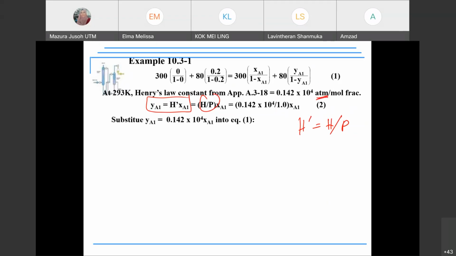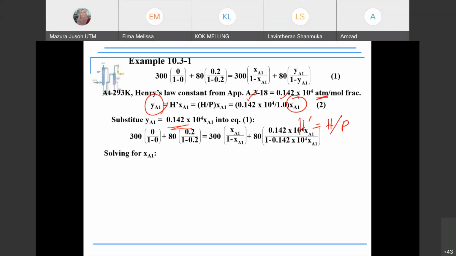So for your system just now that is mentioned in the question, the pressure is 1 atm, and this is the constant you get from the Henry's law table just now, and you will finally get your H prime. So from your H prime, this is known and this is known. Now you will be able to relate y_A1 to x_A1 with this equation.